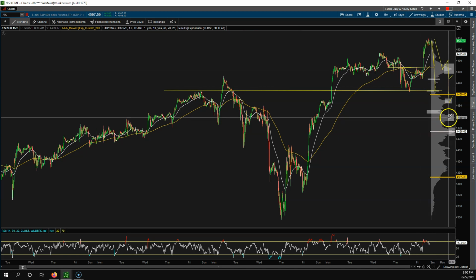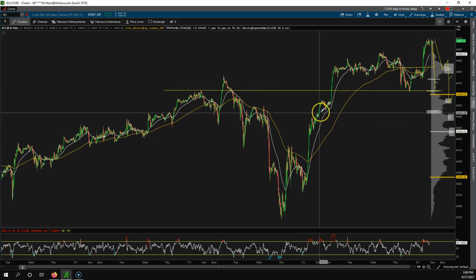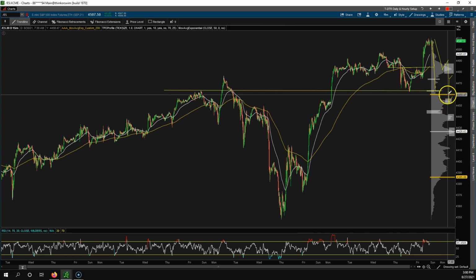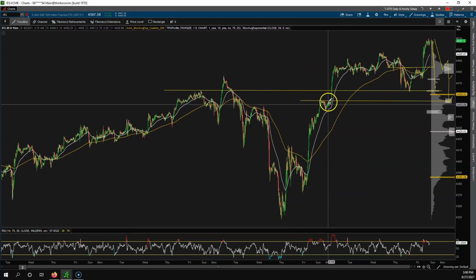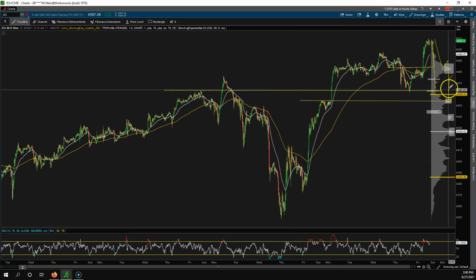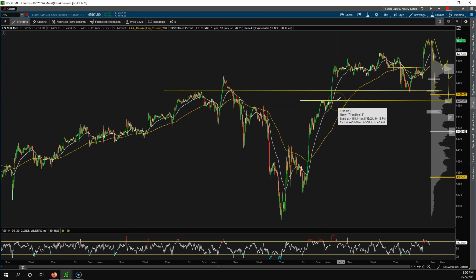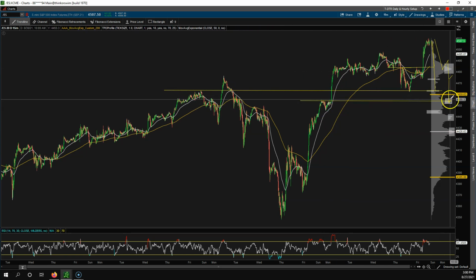Same with high volume nodes, right? Not all high volume nodes will price bounce. You want to find some that you can actually lean on. Think about this high volume node. Resistance, right? Resistance, blow through. So the very first test will probably be a support level where we'll bounce.